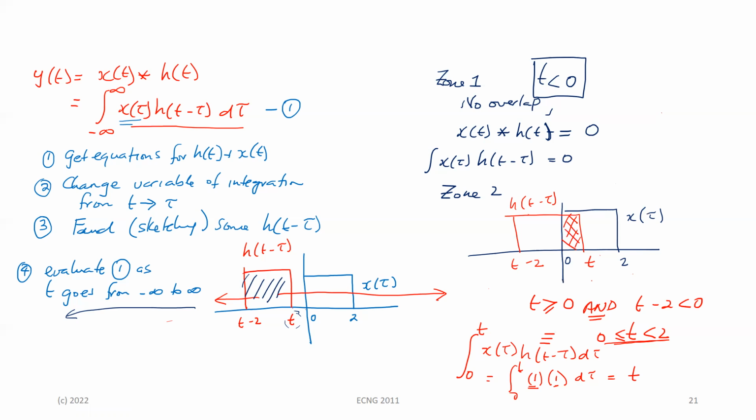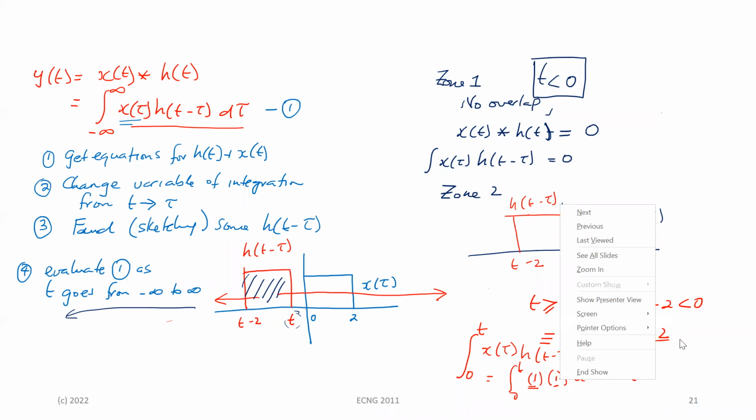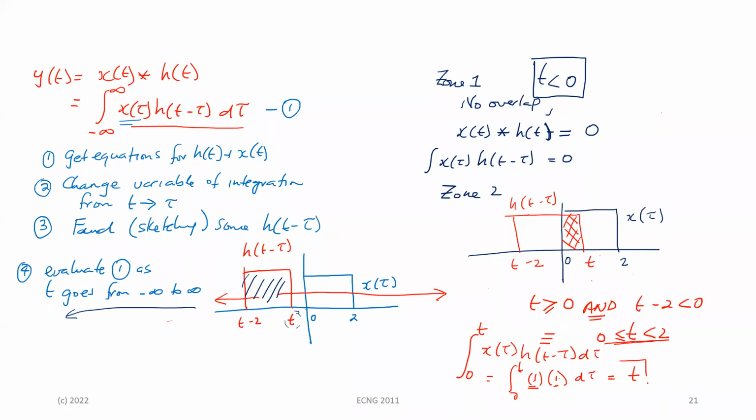Yes, sir. Right. So the limit of the integration for equation 1, which is what I'm trying to evaluate, is where the overlap will be, where the two of them can be multiplied. In other words, the lower limit is 0, the upper limit is t, and x(tau) and h(tau) are 1 each. So I could evaluate the integral, and the answer for the convolution is t. But we have to define the time zone for which this is applicable.